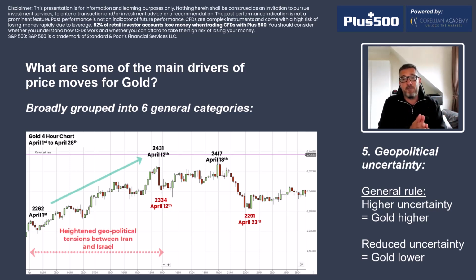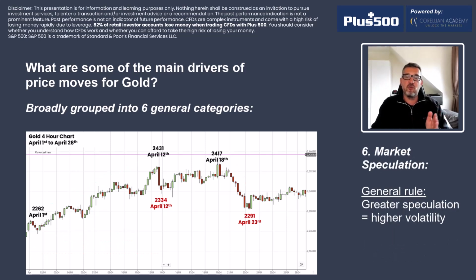And you can see this impacting the gold price early in April 2024, where gold prices spiked as Iran and Israel traded retaliatory drone strikes. And then they cooled off as the conflict de-escalated into the end of April.